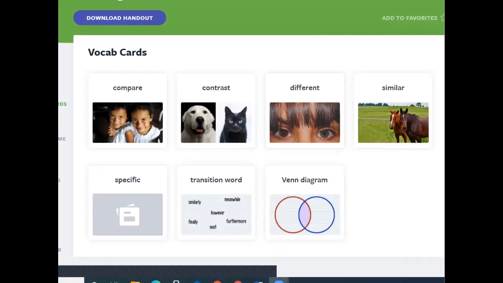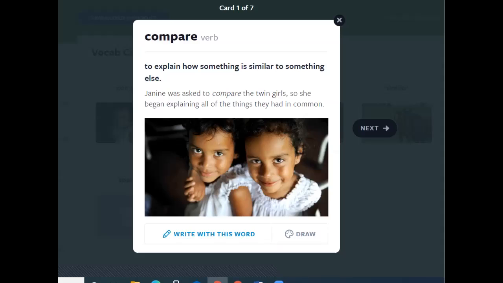Right, our next step is to find the vocabulary words that we need to define using our notes. So what I'm going to do is go over the definitions and the words and the parts of speech. Pause the video between each word so that you can write them down in your notebook. All right, the first word is compare.